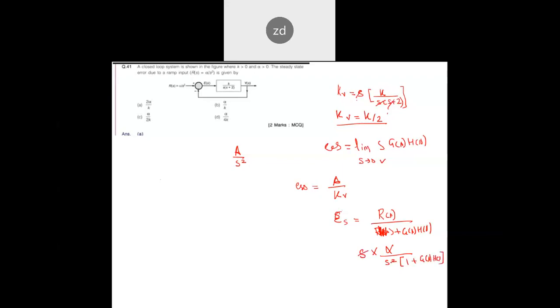So what happens is this gets cancelled and I am left with limit s tends to 0. This 0 goes, plus limit s tends to 0 of s g of s h of s. The value of s g of s h of s I just calculated is nothing but my kv value, which is equal to k by 2. So this value would be equal to alpha divided by k by 2, which is equal to 2 alpha by k. So my answer is this.